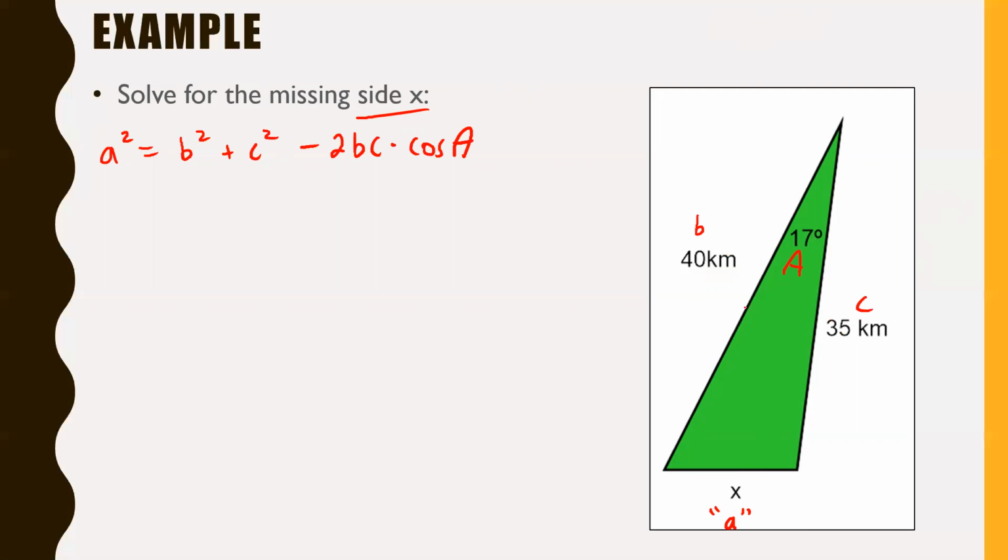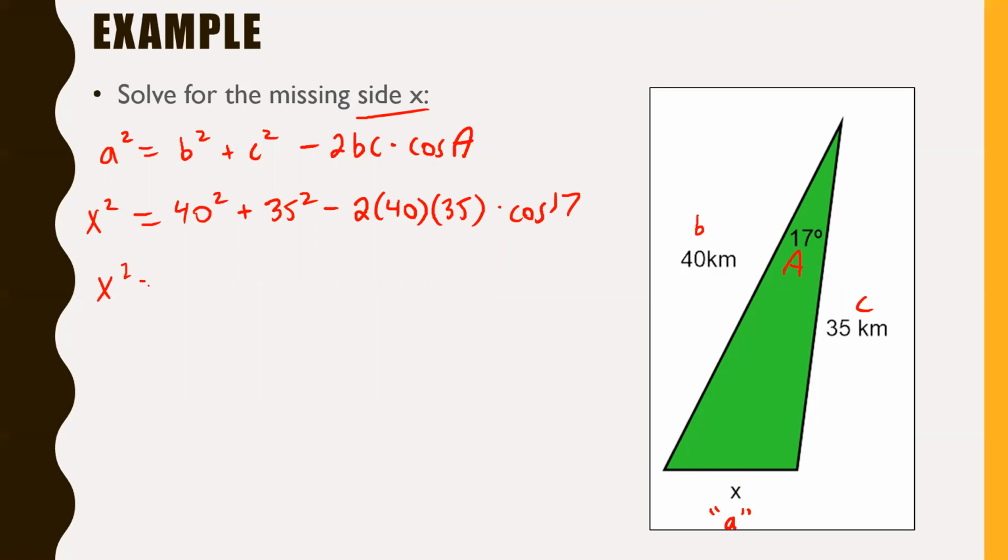You could do it interchangeably. It doesn't matter which one's B and which one's C as long as you just have them in there. And yeah, so that's where we're going with it. So x is our a. Okay, so instead of saying lowercase a, I'm going to say x in this one. So I'll say x squared equals b squared, so 40 squared, plus c squared, so plus 35 squared, minus 2 times b, so 2 times 40 times 35, and then times cosine A, so cosine 17. This A has to be the angle across from the missing side. That's the whole idea here.